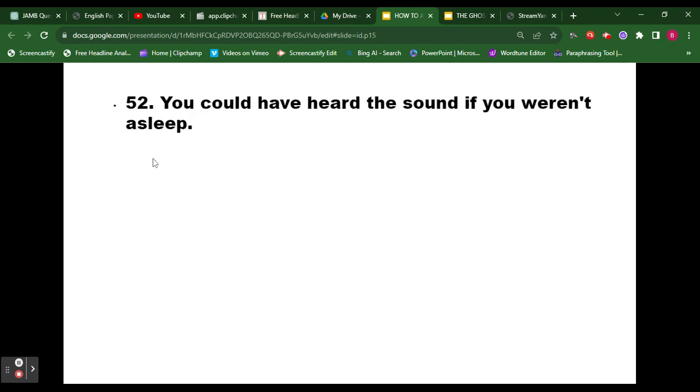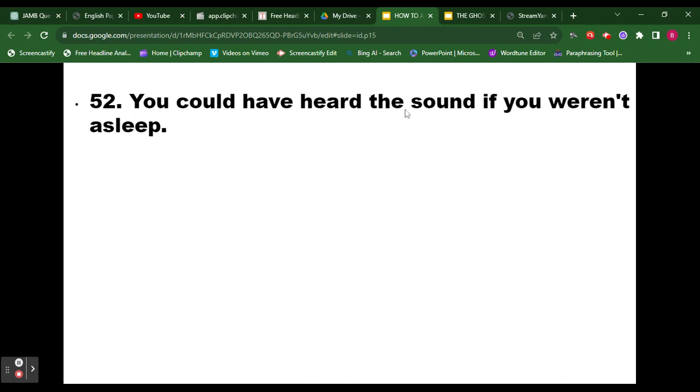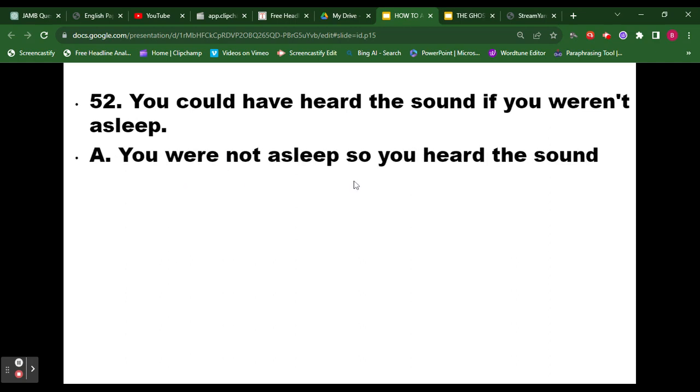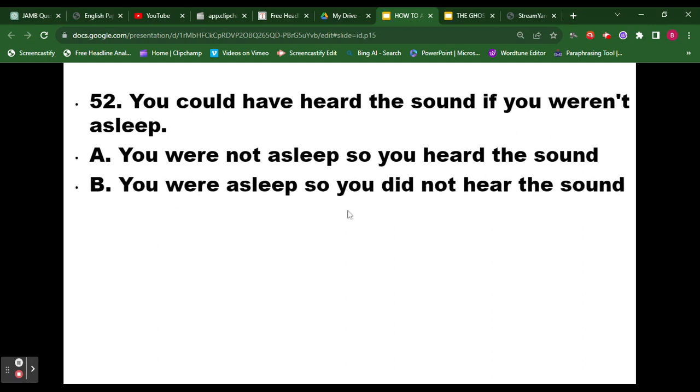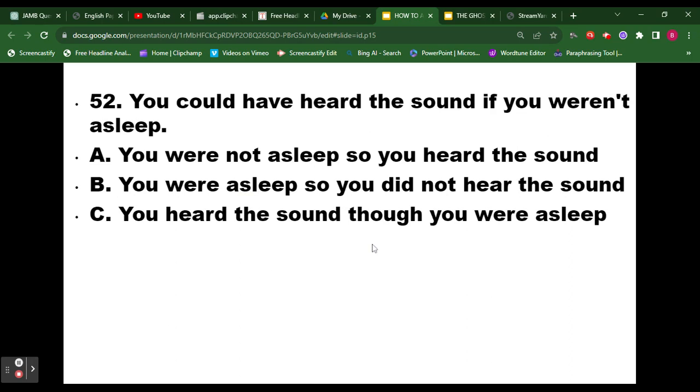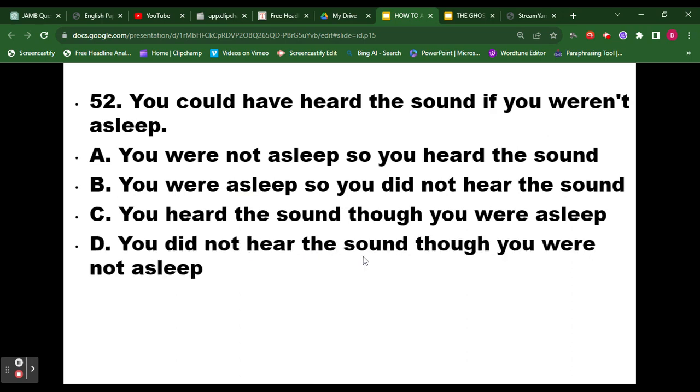And then we move on to question number 52. You could have heard the sound if you weren't asleep. Again, you first have to take a look at the use of words there. Option A, you were not asleep, so you heard the sound. B, you were asleep, so you did not hear the sound. C, you heard the sound, though you were asleep. D, you did not hear the sound, though you were not asleep.